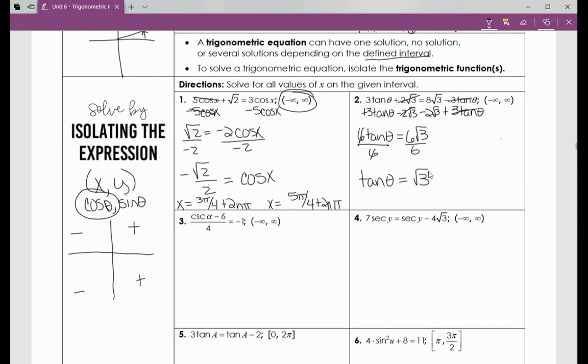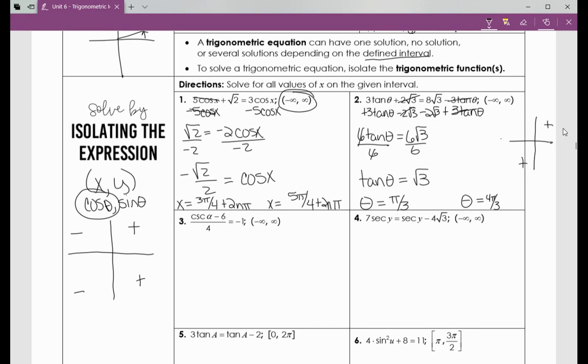Now, on my unit circle, there are 2 places where tangent is positive, first and third. Okay, so I need to find the angle in first and third quadrant that has a tangent value of radical 3. Well, that would be pi over 3 in the first quadrant, and that would be 4 pi over 3 in the third quadrant.